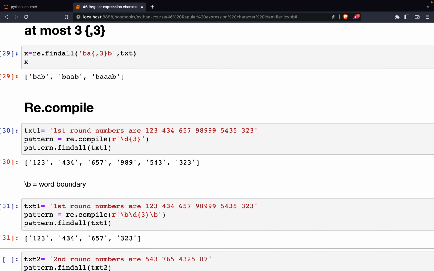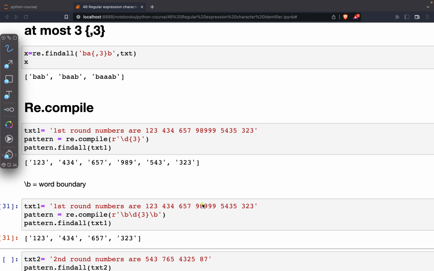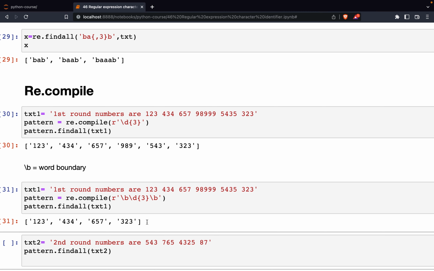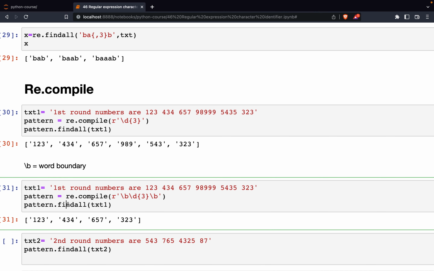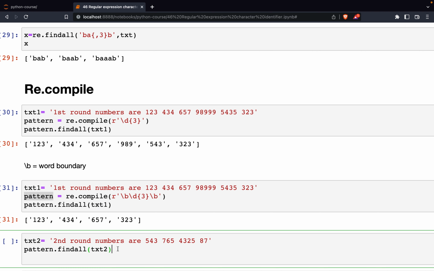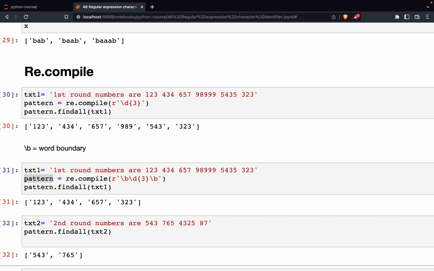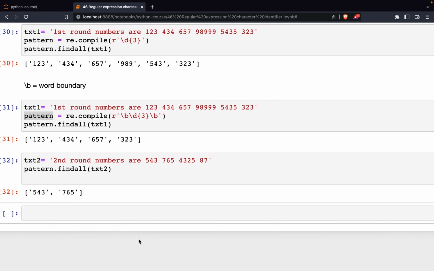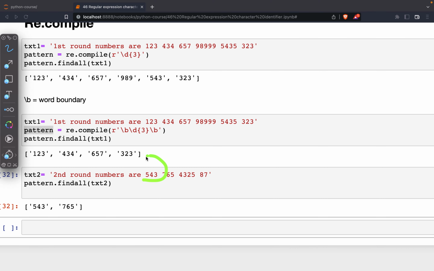So we do it again. Now it will not include those 543 and also not include the ignitex, so it will not include these two. Now we use this pattern to find the result in another text. So this time you can use the pattern again. So this is why we use this re.compile. Now we can still see the 3 digits will be extracted to this result.